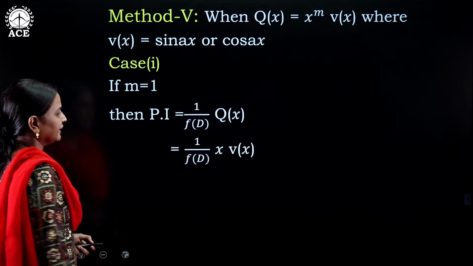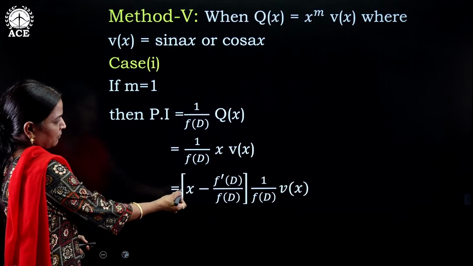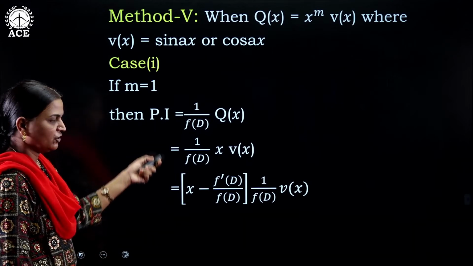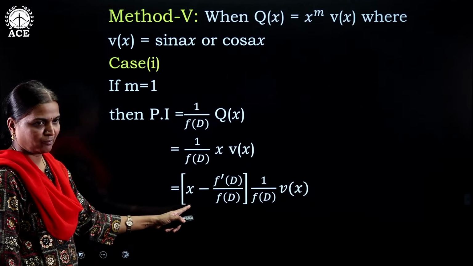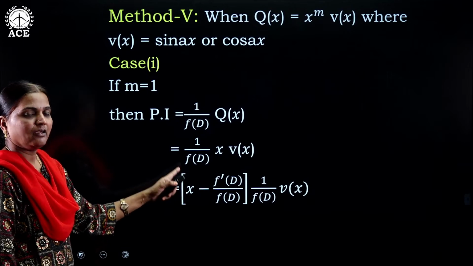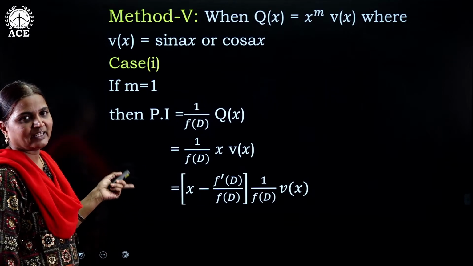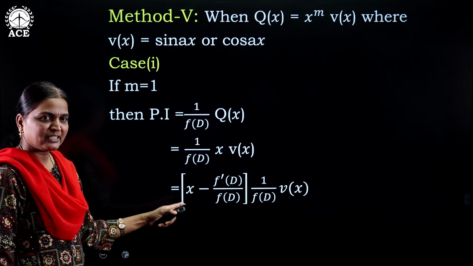So then the particular integral, and what is the formula? x minus f dash of D by f of D into 1 by f of D into V of x. This is the direct formula. We apply this formula when m equal to 1, and after replacing D square by minus a square the denominator is non-zero, then only apply this formula.